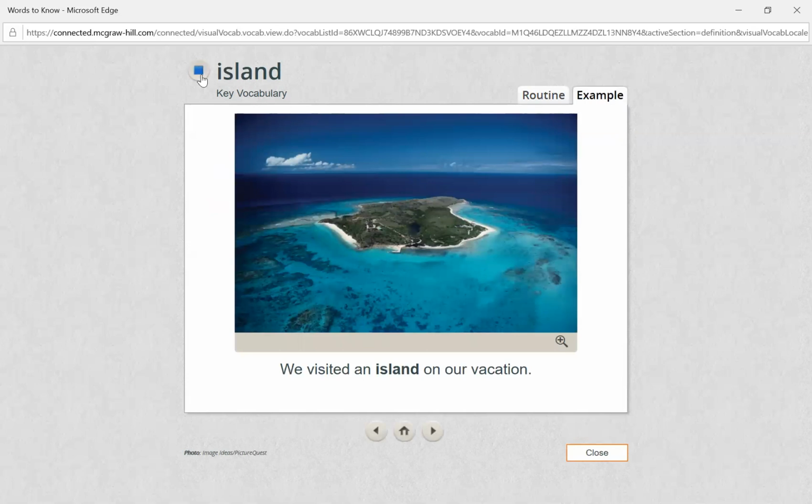Island. We visited an island on our vacation. Yeah, the one I was thinking about is right along the edges of the island. I wonder if you can guess what I'm thinking. As you're making your guess, we're going to go on to the next word.